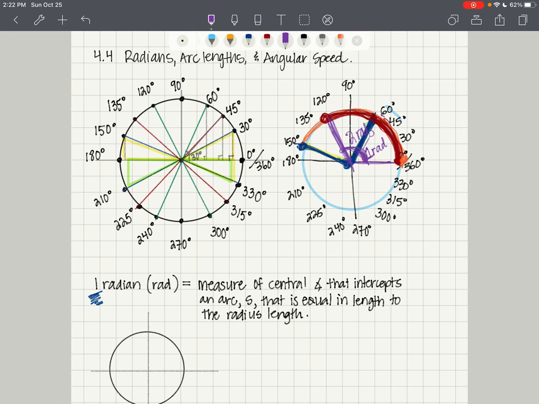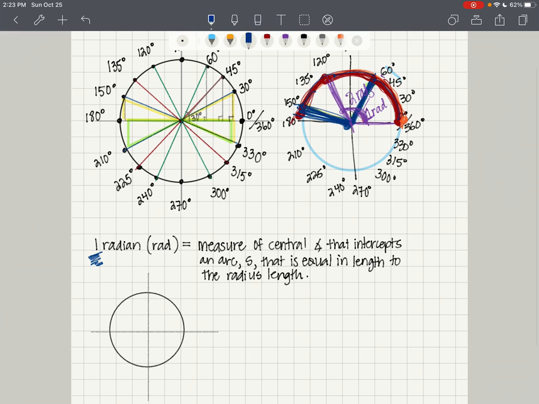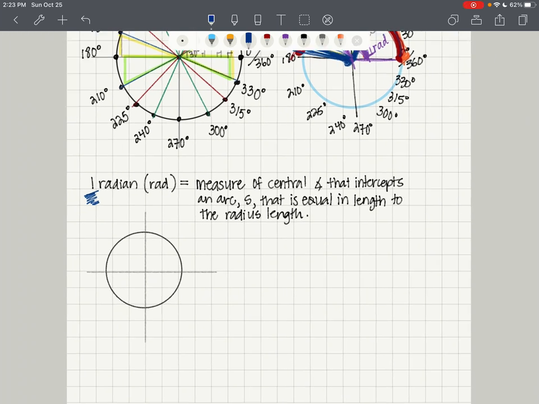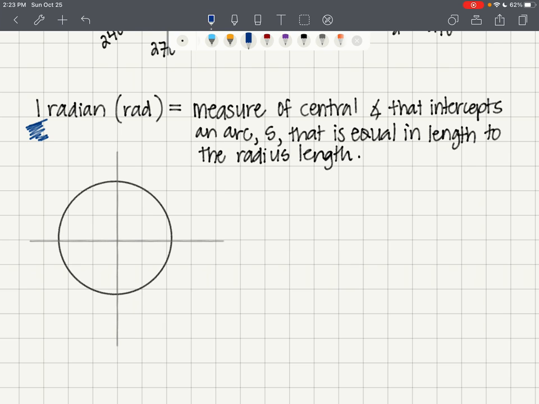And if I did 3 arc lengths, so it's 3 arc lengths that measure 3 radius lengths. 3 arc lengths, 1, 2, 3, that measure the same length as 3 radius lengths would measure. That would be 3 radians. That's radian measure. So let me show you here in a nice clean circle.